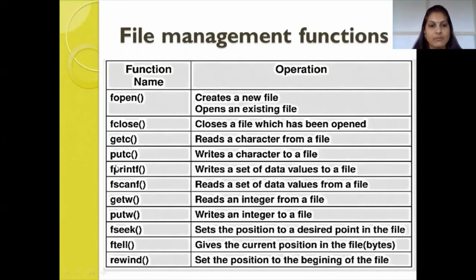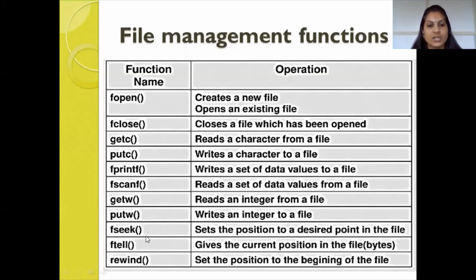Fprintf, F is for file. If we write a simple printf, it prints onto the console, our black screen. But the function fprintf writes the data value onto the file, not onto our console. Fscanf reads the data value from the file. Getw and putw: getw reads an integer value, only an integer value, from the file, and putw writes an integer value to the file.